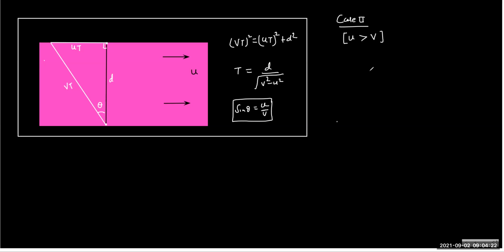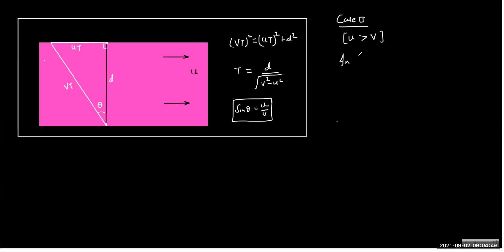in the time you travel some distance vt, the ut will travel much more than that. It means if I use the same diagram, in the time you reach here, the ut will be somewhere here. So, however hard you try, you must have some drift. So this part you cannot ignore. So the drift cannot be zero in this case.